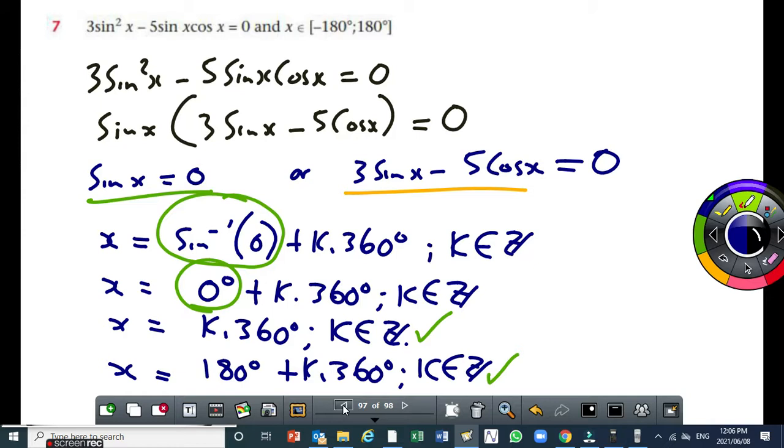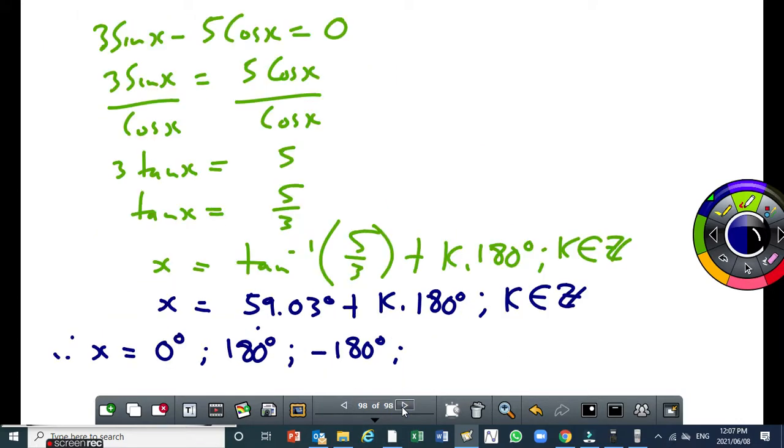Let me move on to the third one. Right, the third one, if I put k equal to 0 here, I'll get x equal to 59,03. So I'll put here 59,03 degrees. I'm not done yet. If I substitute k equal to 1, I'll get a value outside the interval.